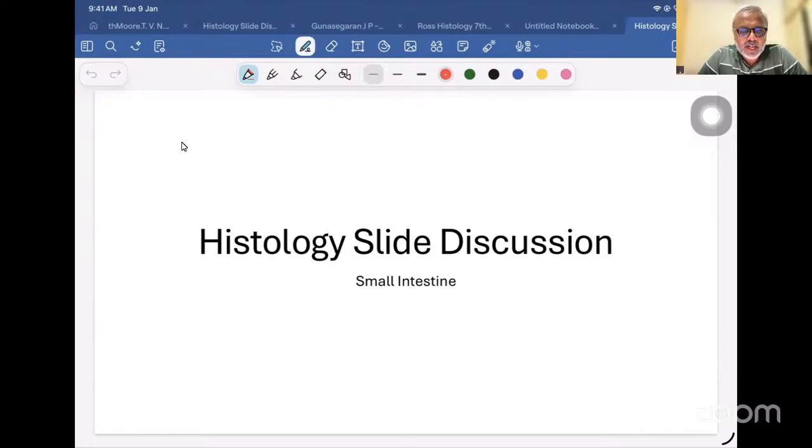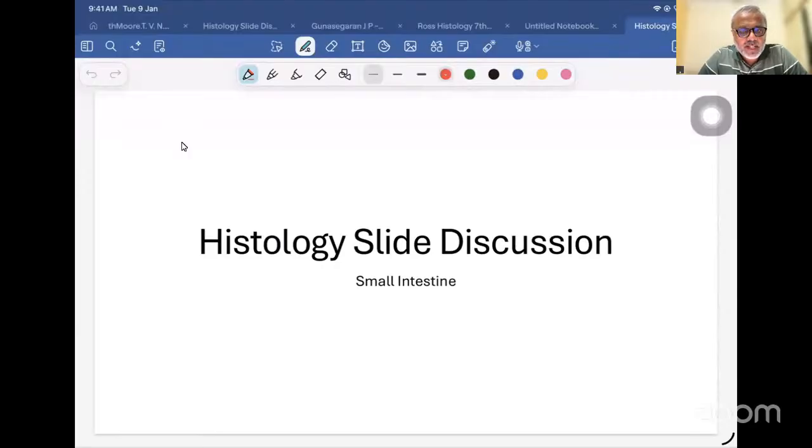If you remember, we had started with the discussion of the slides of systemic histology, and we started with the digestive system. We discussed the slide of esophagus to begin with. Then we discussed the slides of the stomach. Today, we'll discuss the slides of the small intestine, right?